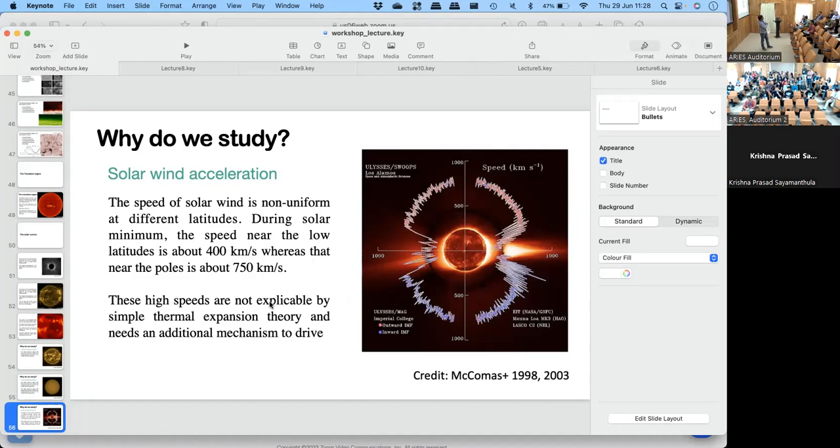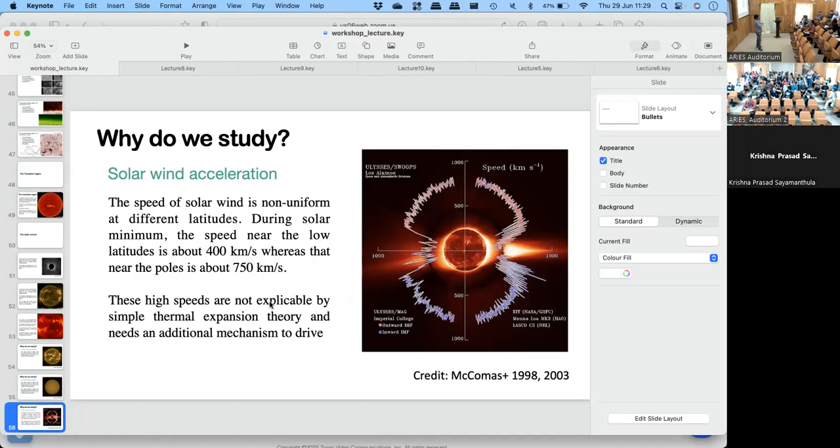So what Krishna is pointing out, of course, is that we need a mechanism for acceleration. Waves and other things are invoked for this acceleration. But naturally, whenever there is a closed region, it is much harder for material to escape, whereas the polar regions have open magnetic field, which becomes an easier channel for the acceleration of the solar wind. So fast wind is mostly seen in the polar region. The slow wind is seen in the equatorial region.